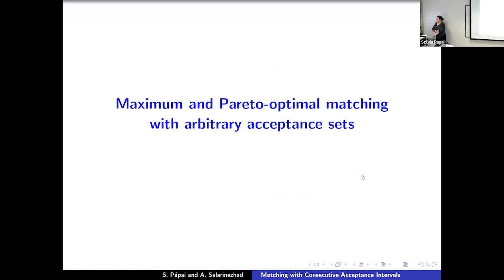Okay, so now we are going to look at maximum and Pareto-optimal matching. And this is with arbitrary acceptance sets. So strangely enough, initially we set out to work with, obviously, the consecutive acceptance sets, but we ended up with results which turned out to be for arbitrary acceptance sets. And so right now we are looking for sort of simplifications. And I think we have some conjectures anyway. But I will show you for arbitrary acceptance sets what we have.